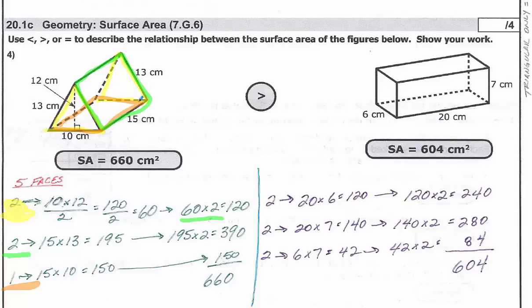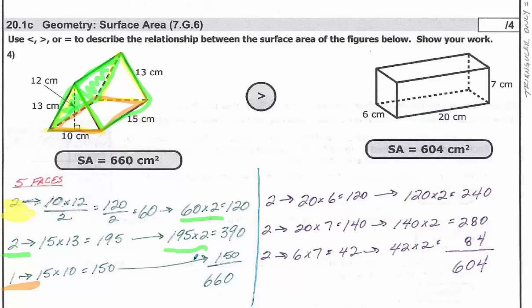For these sides, there's one on this edge, and there's one on the other face. The other face would be this side right here. This side kind of in back right there. So that's 15 times 13, 195, 2 of those. And then for the bottom, 15 times 10, and there's only 1 of those. Add those together, we get 660.